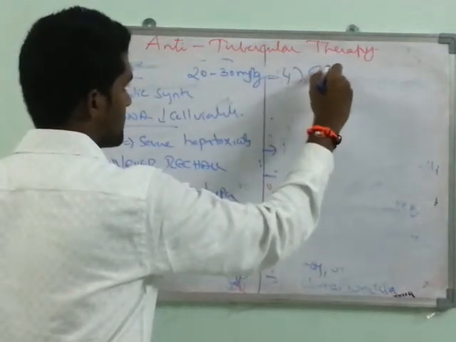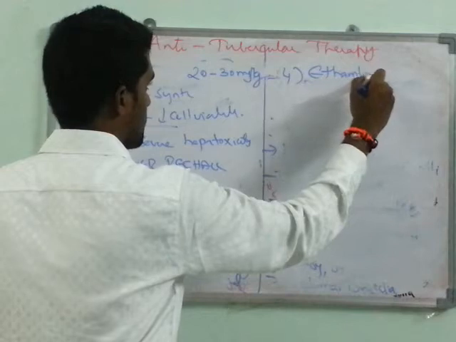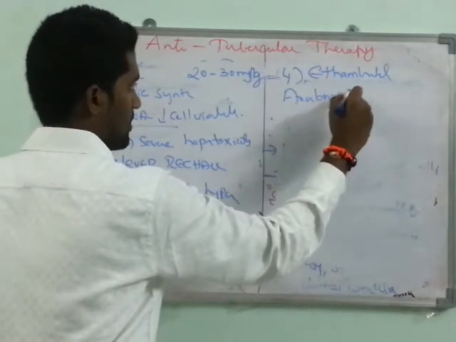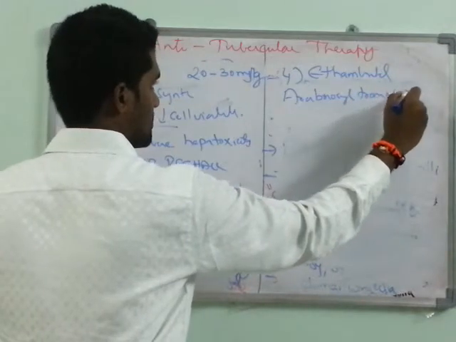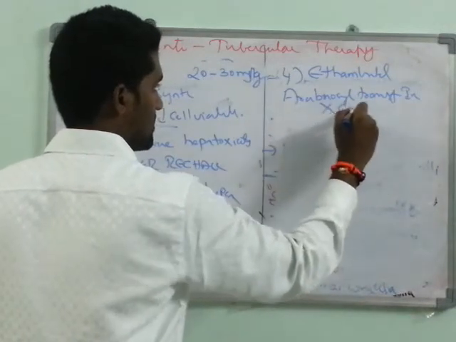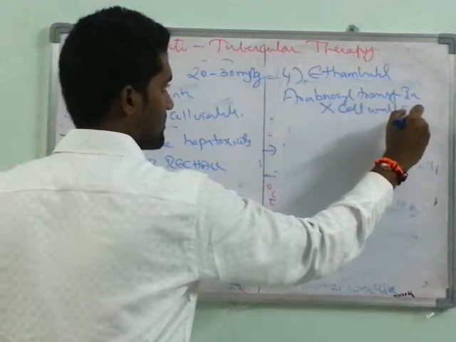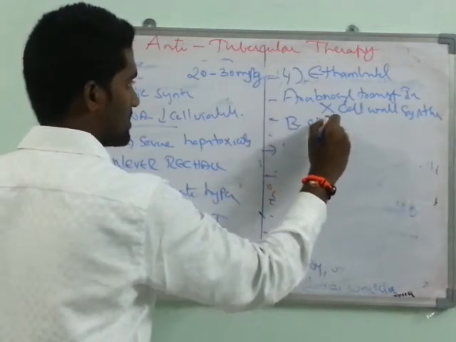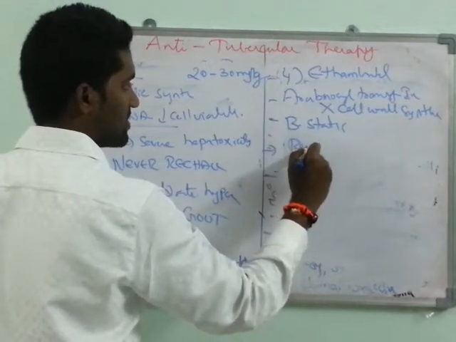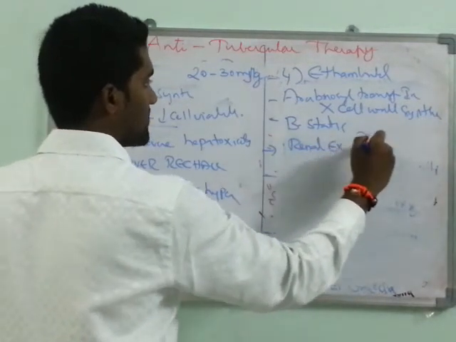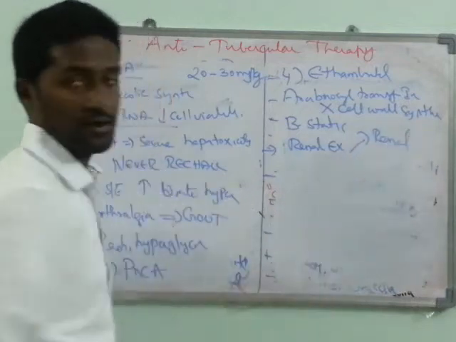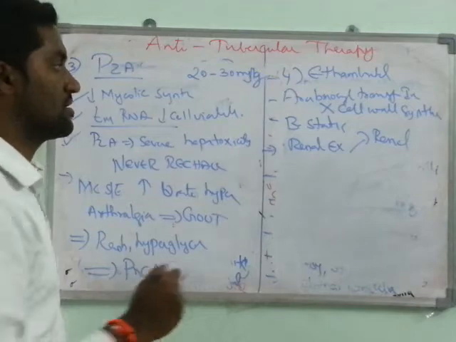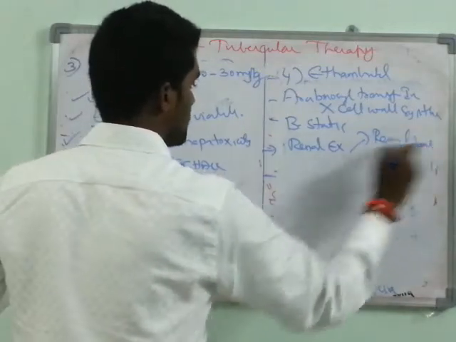And next thing is ethambutol. Arabinosyl transferase inhibition inhibits cell wall synthesis. It is bacteriostatic, renal excretion, caution in renal failure. Remember, ethambutol is the thing only excreted by kidney, others all through liver. So caution in renal failure.